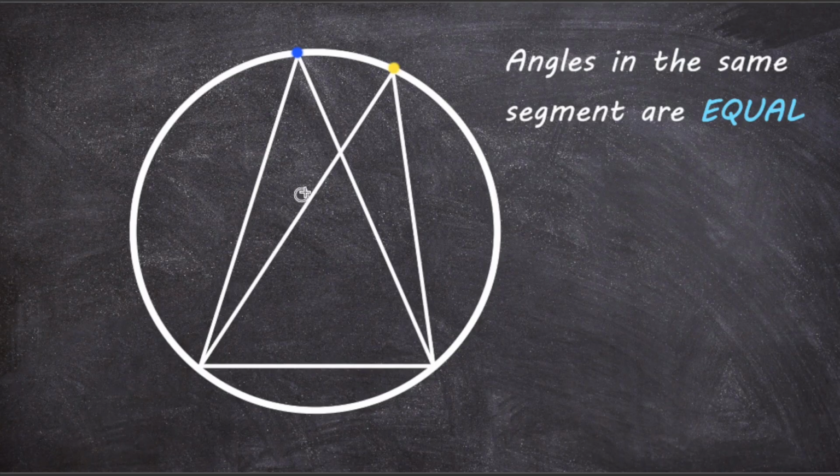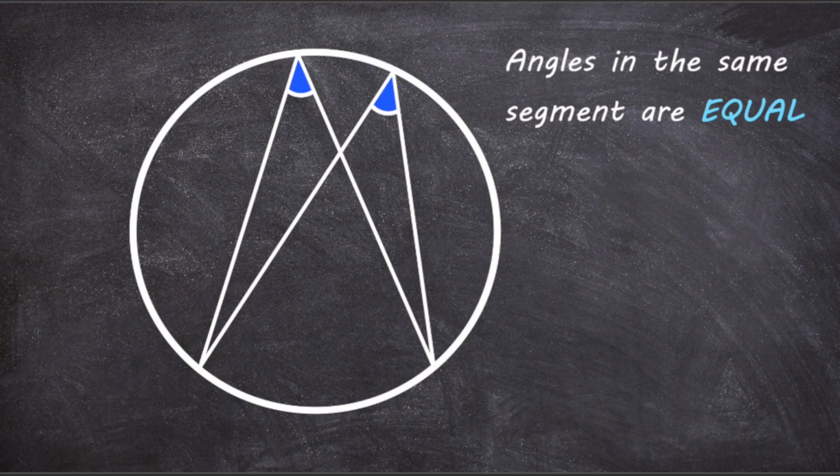A word of caution, you may see an example without the chord, but the rule still applies. So if you see a question involving angles in the same segment, you could just draw the line in and do your calculations. This is one of the easier circle theorems to prove. We can do it using another one of the circle theorems.